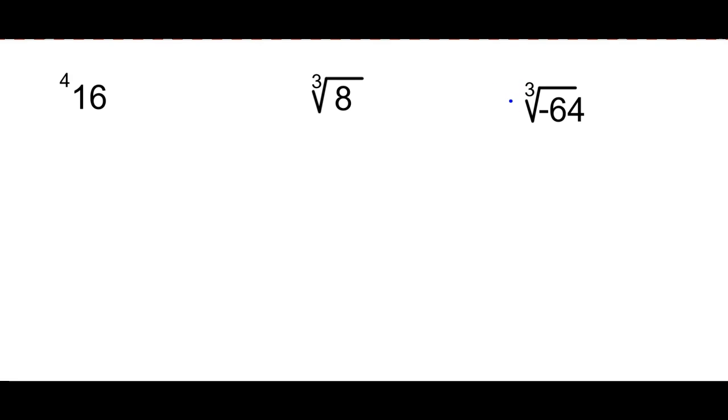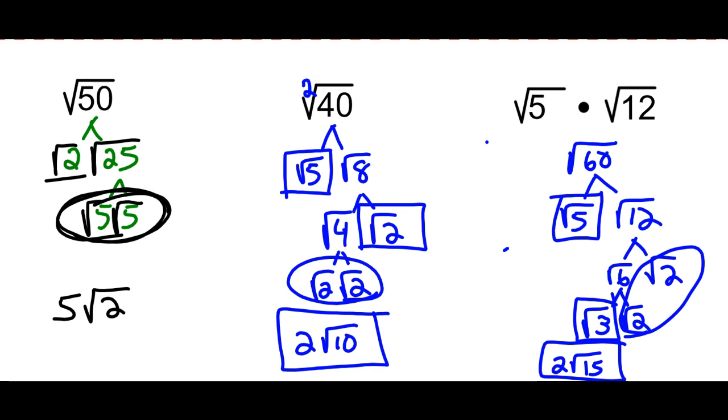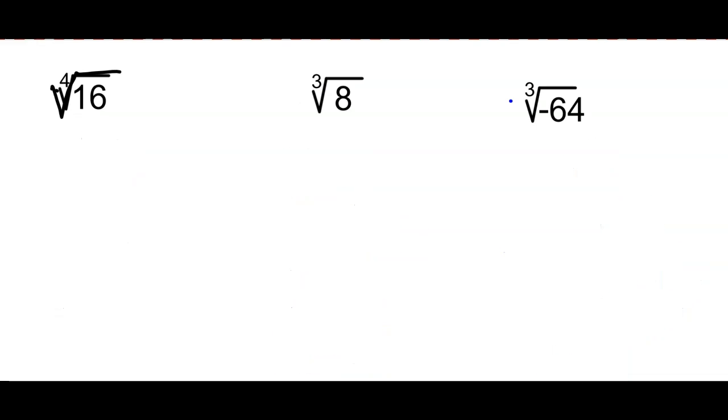On this one, I believe my radical got lost right here, so I'll draw one in. I want the fourth root of 16. So basically, I want to know what times itself 4 times over gives you 16. On the others, we were looking at just a square root. This one, I want the fourth root. So I'm going to do the same thing. I'm going to factor it, and instead of looking for pairs, I'm looking for groups of 4.